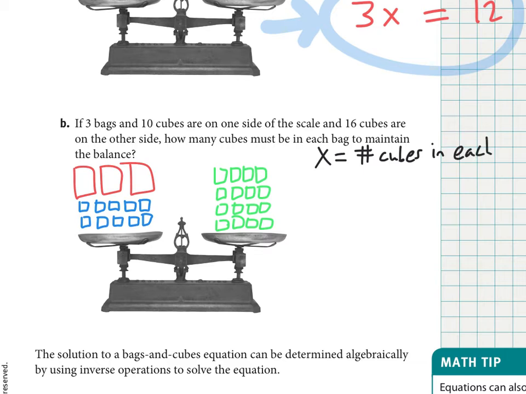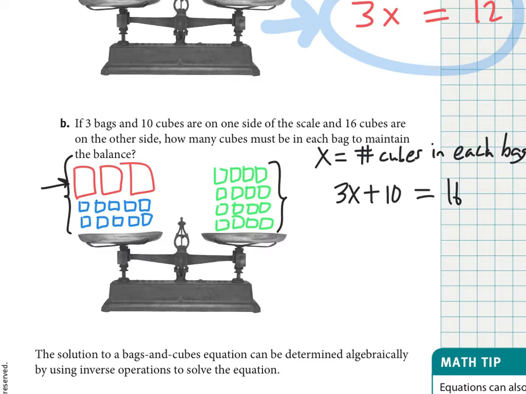So how many cubes fit in a bag? Our equation would be, since we have 3 bags, each one holds x, so 3 times x, plus the 10 that we already have there. That side of the scale must equal this side of the scale, which had 16 cubes.